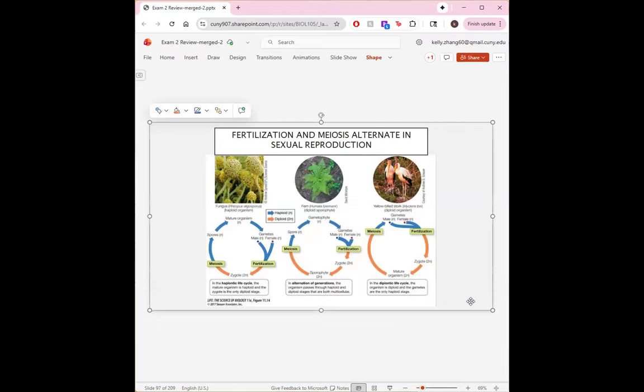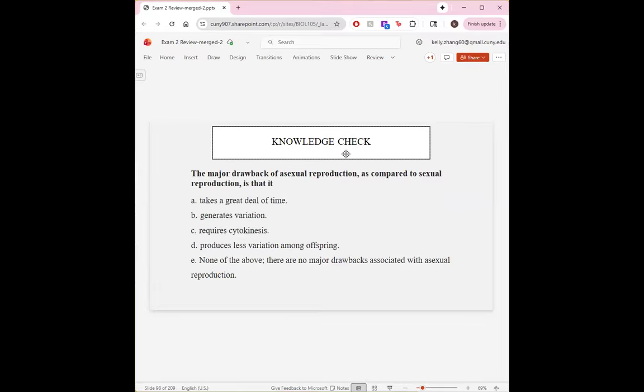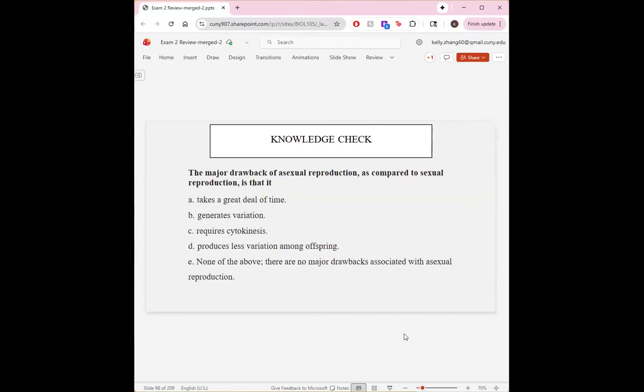Okay, so the last knowledge check: the major drawback of asexual reproduction as compared to sexual reproduction is that it produces less variation among offspring. Asexual reproduction is just mitosis; you split the cell and it's identical. Like the cells in your lungs, they're identical to each other, not genetically different from the next lung cell. These are somatic cells. But for our gametes, if you're producing offspring, we want them to be genetically different.